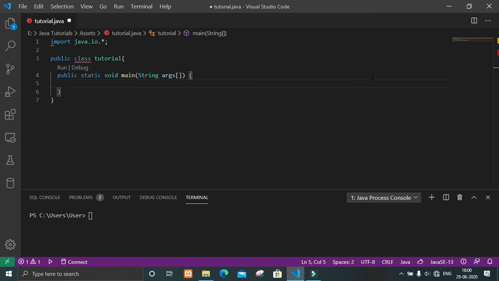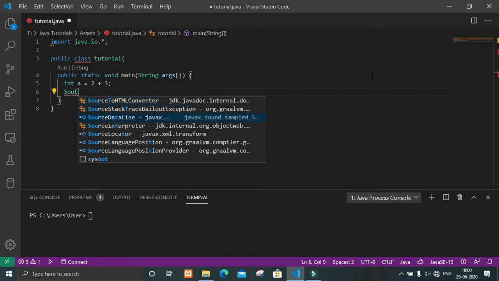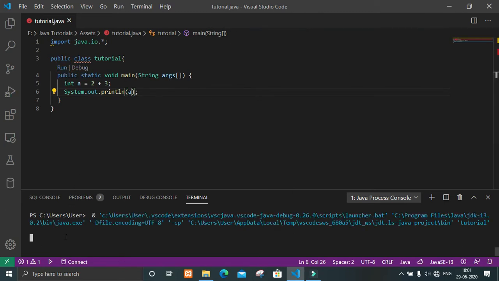So let's first do the addition operator. Let it be int a, and that would be 2 plus 3. So it would be 5, and let's run it and show. Here you can see we got 5.